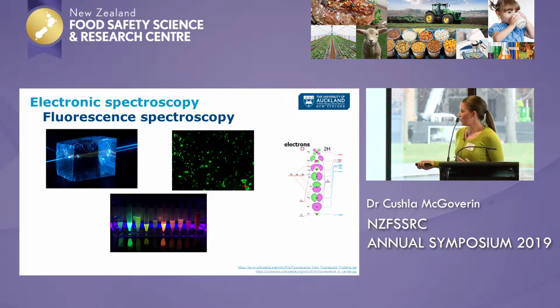So in this example, these are just a whole series of proteins. They're all under the same UV light, but they glow very different colours because of the different chemistries involved. And just to bring it back to something that's related to food safety, this is just bacteria that have been stained, and they're under blue light, and they glow green because of what they've been stained with. It's called electronic spectroscopy because it involves electrons.